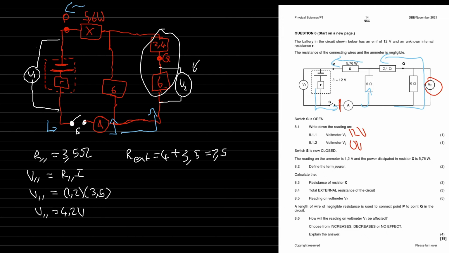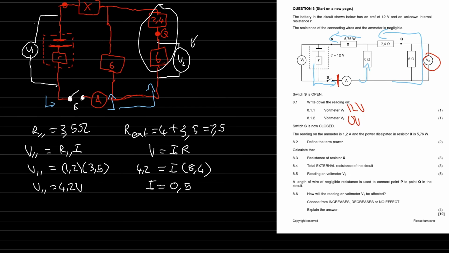So I'm going to say that V is equal to I times R, and our voltage is 4.2. I is now what we're calculating, and R is going to be 8.4. So if we get I, it gives us 0.5. So now we know what the current is going through there.